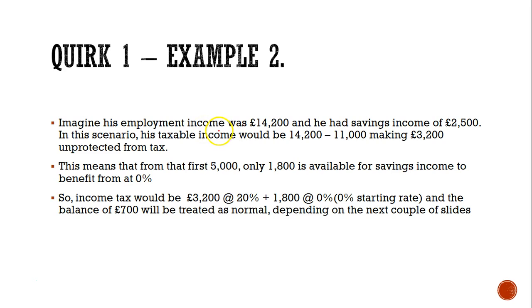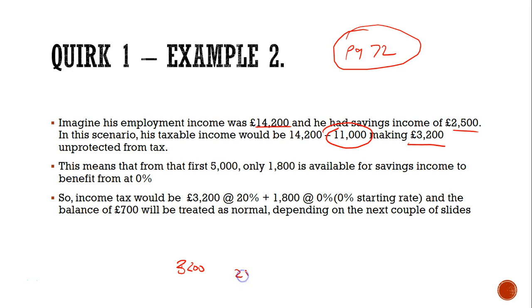Now, I'll give you a next example. To be fair, just to mention this, these are coming from your textbook. In case you want to follow what I'm doing, I'm currently on page 72 of your textbook. So imagine his employment income this time was 14,200, and he had savings income of 2,500. Exactly the same scenario. Take off the 11,000 personal allowance, and that leaves 3,200. So what I now have here is this 3,200, and then I have this 2,500.